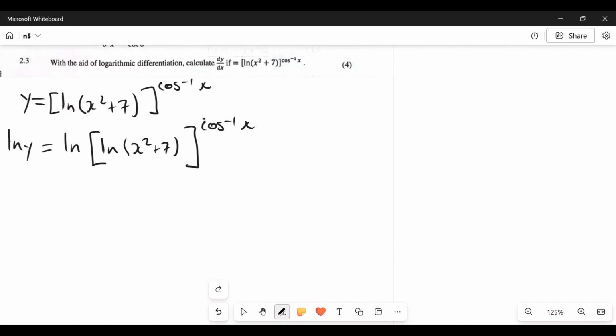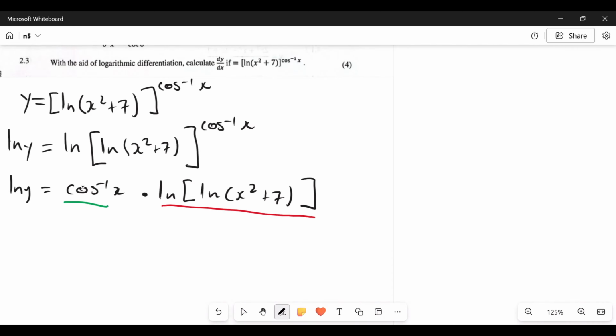So from here, what can we do? We have to drop this exponent to the front then, our arc cos x. So let's do it. So we still have ln y, which is equal to, this time around, arc cos x multiplied by ln open bracket, we have ln open bracket x squared plus 7 close bracket and close the outer bracket. So with this now we are able to differentiate.